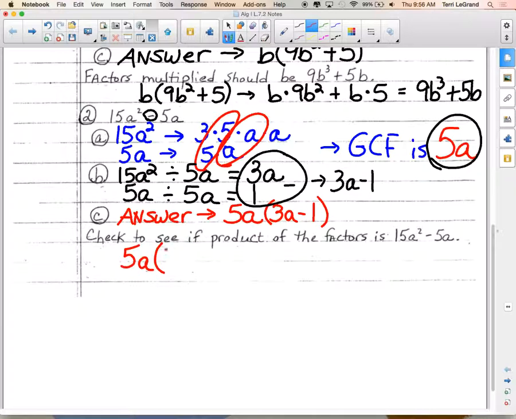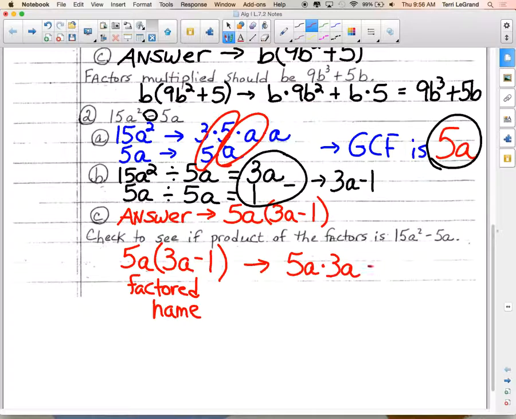5a times 3a minus 1. This is a new name. We call this the factored name. In fact, let's put that in our notes so we understand that. This is the factored name. So that's how we would have gotten this problem back in chapter 6. We would have been given 5a times 3a minus 1, and we would have used the distributive property to multiply it, right? So what we just did is we learned how to unmultiply.